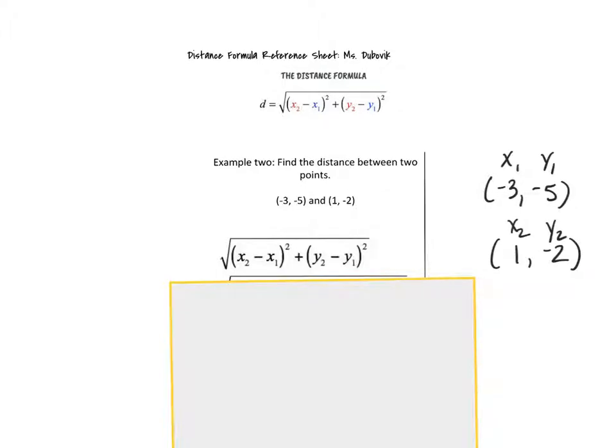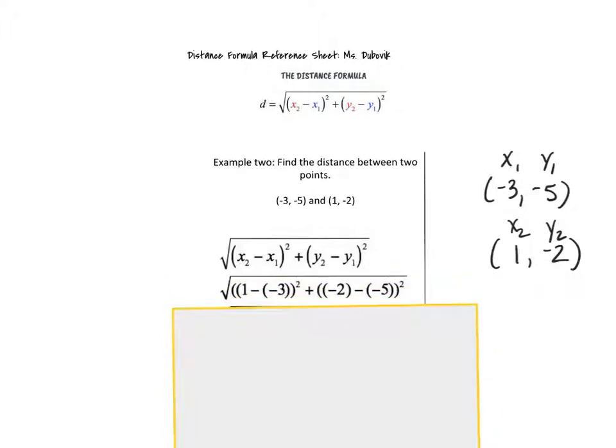So in this case, again, you're going to go through and you're going to plug in your values. Now I know this looks a little weird with the parentheses, but what I'm trying to do is just show you that when you're taking this 1, you're subtracting a negative 3 inside these parentheses, and with the negative 2 and negative 5, you've got to keep in mind that this is negative 2 minus negative 5.